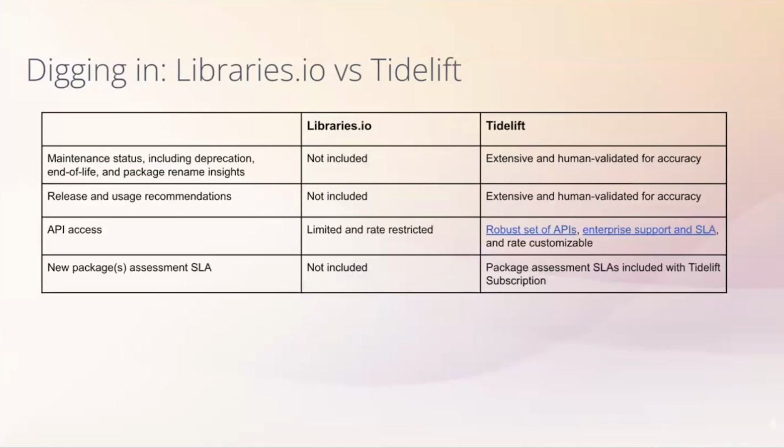Last slide before I hand it over to Isaac. Couple other things. Libraries does not include insights on things such as maintenance status. What I mean here is things like whether a package or a version is deprecated, if it's end of life, what might have been the renaming history of a specific package. None of that is available with libraries. Tidelift is able to provide extensive human-validated information as it relates to deprecation, end of life, and package rename changes. All of that is available with Tidelift.